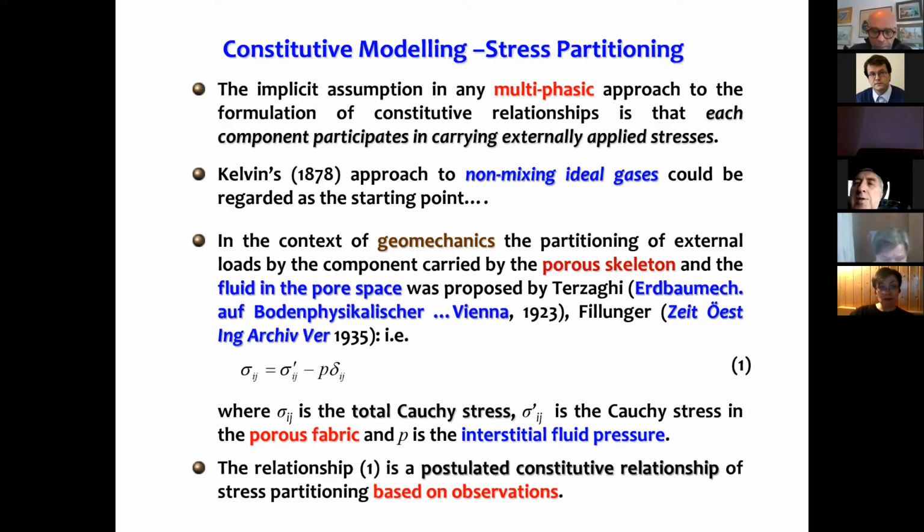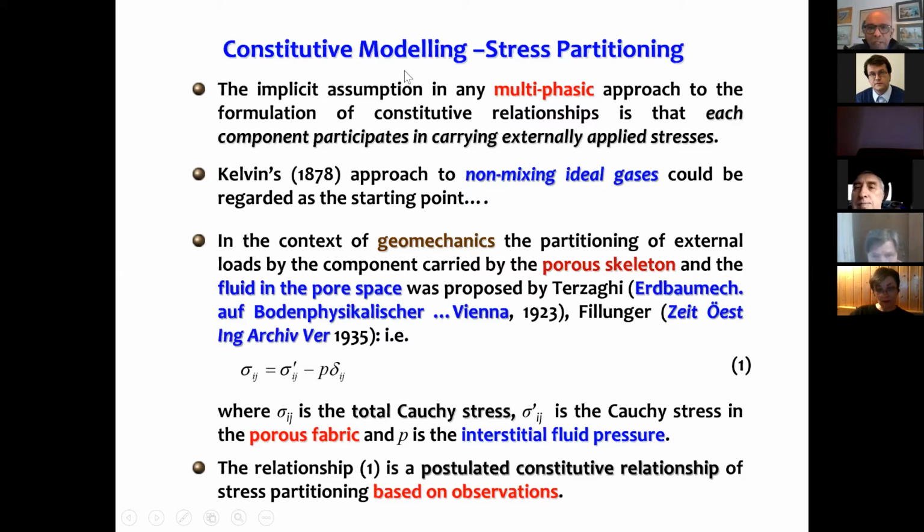So this is really the fundamental concept in multiphasic material, that the external stresses that are applied are partitioned between the phases that compose the multiphasic material. In the case of a fluid saturated porous medium, it has the skeletal material and the pore fluid in the pores as well. I've taken Cauchy's stress for the discussion, but it could be any other stress measure as well. This is a constitutive relationship, the partitioning, and it's based on observations as well.